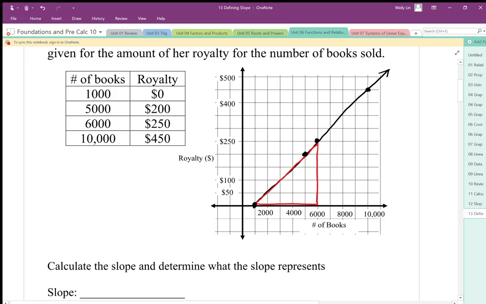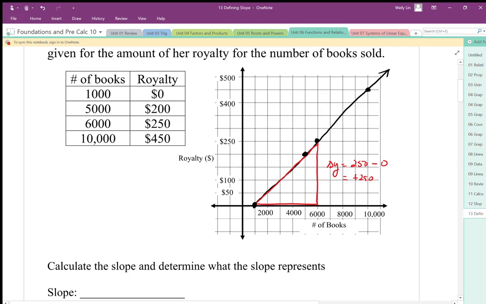Okay, and we're going to find the slope. So we calculate the slope here. We're going to find the change in y. The change in y is going to be 250. That's my end position. My starting position was 0. So my change in y is plus 250.